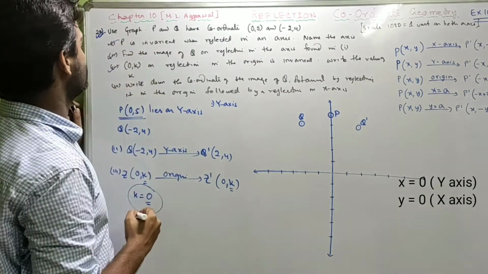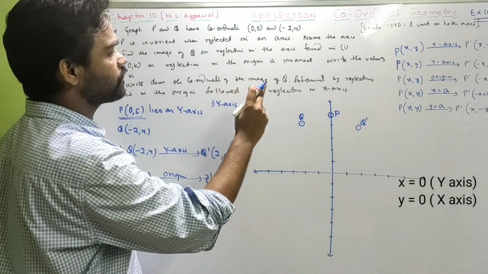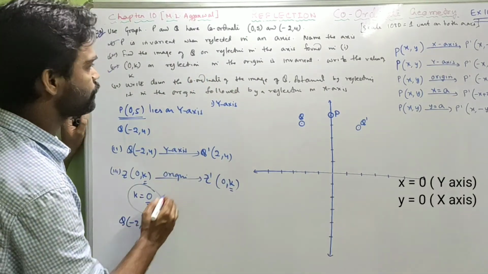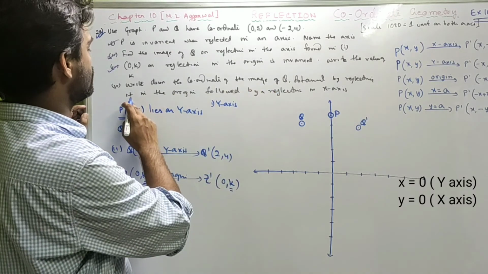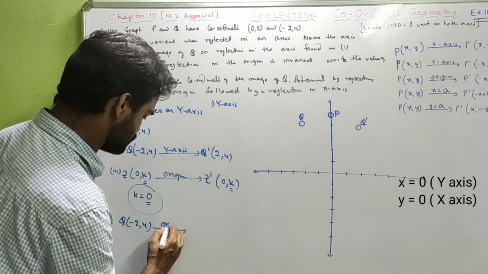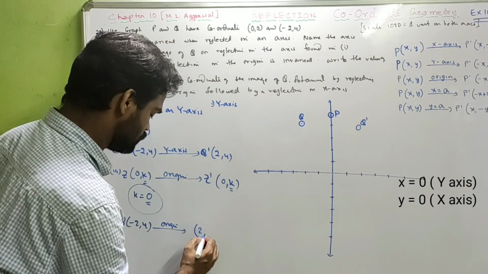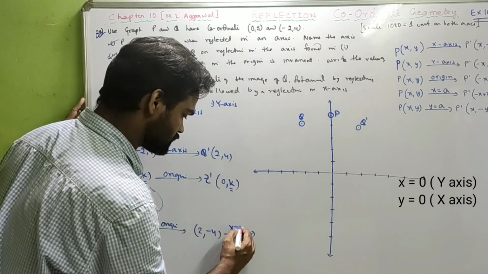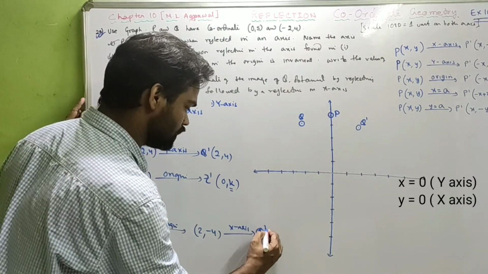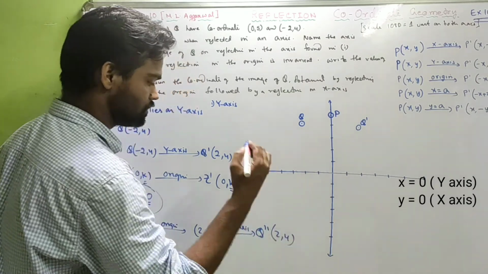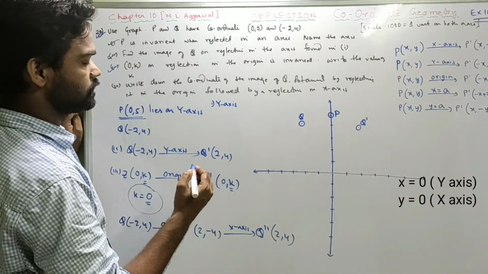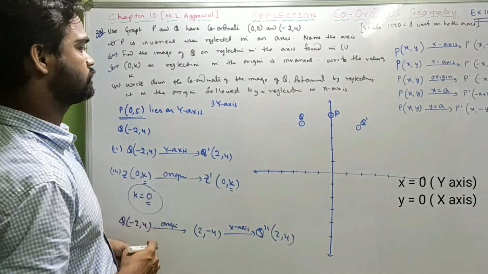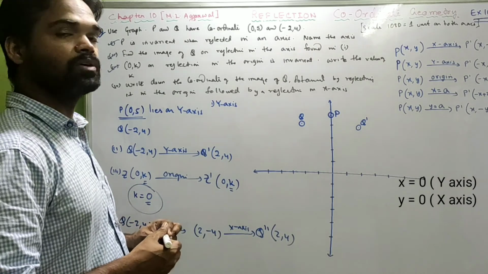Done. Now look. Write down the coordinate of the image of Q. So Q is -2, 4, obtained by reflecting it in origin. So when reflected in origin it gives you 2, -4, followed by reflection in the x-axis. Again, x-axis, okay, Q double dash, the y coordinate changes, isn't it? Which means 2, 4. Done. Okay, so this is your last sum.